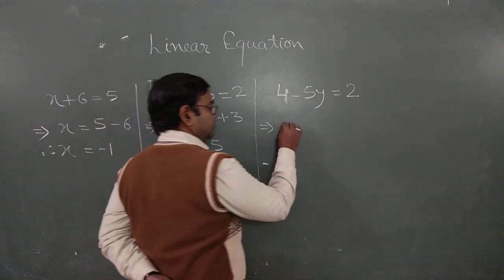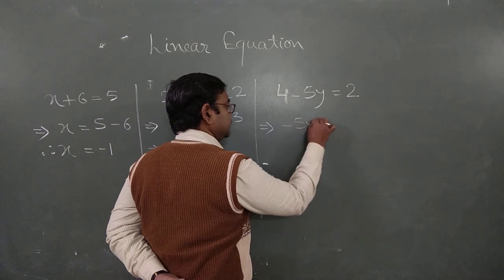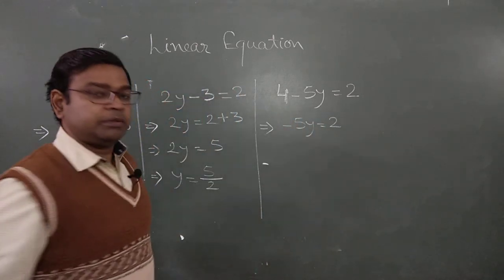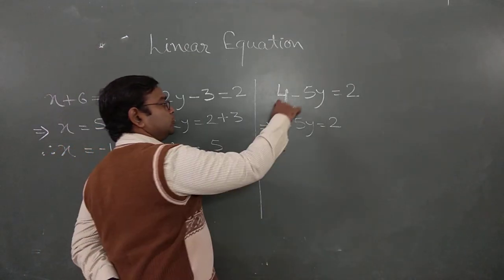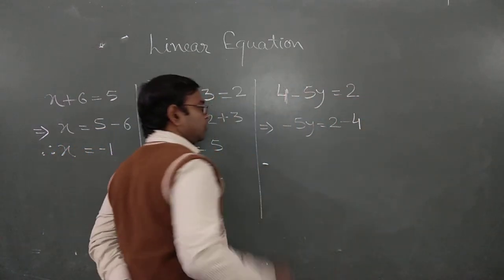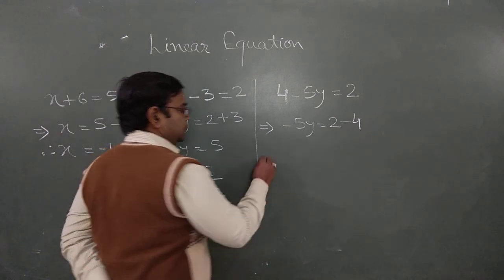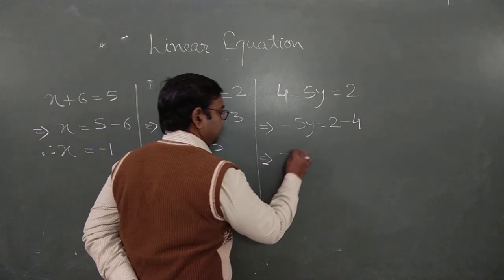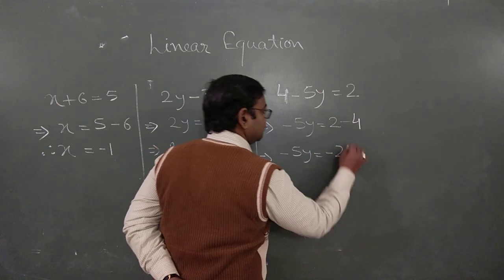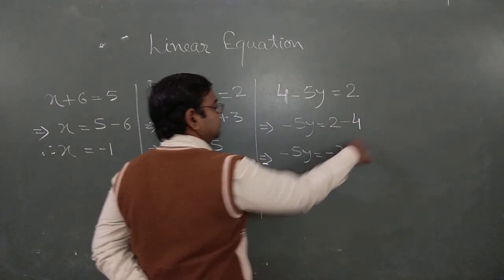So what we have now, we have minus 5y this side. Here we have 2. 4 is with plus sign. No sign means plus sign. So move to that side, it's a minus 4. Now what we have? We have minus 5y equals 2 minus 4, it's a minus 2.